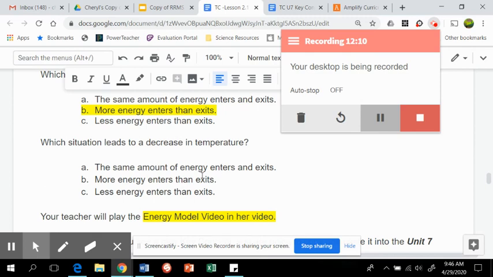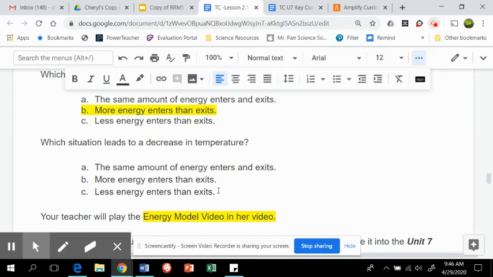So a decrease in temperature would be that less energy enters than exits. It makes sense that less energy would be entering than what is exiting.